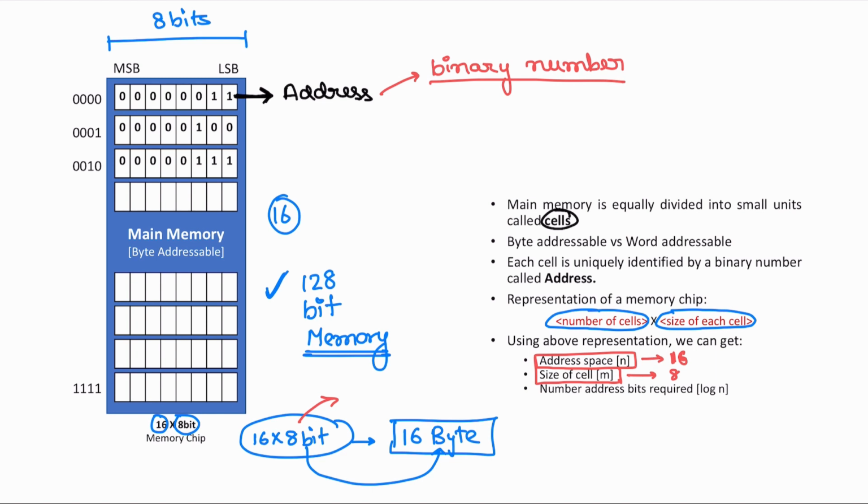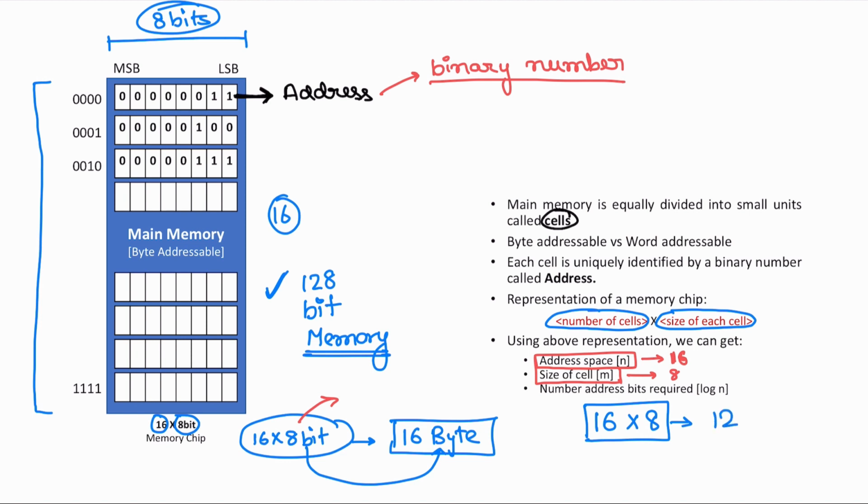That means if we multiply 16 and 8, like 16 cells and each cell has 8 bits, then the capacity of this memory chip is 16 cross 8, that is 128 bits. The capacity of this memory chip is 128 bits. This is the third thing that we can deduce out of these two pieces of information.